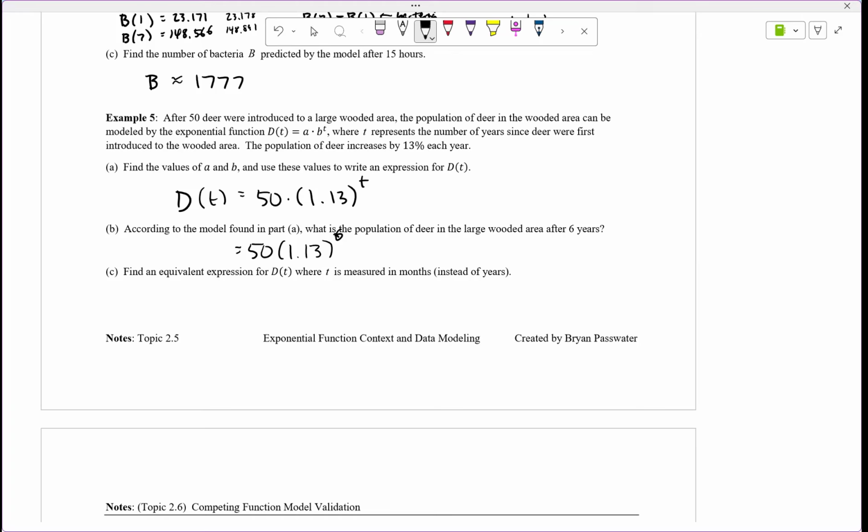So what is it? I got one thing. 104. 104? Do we agree 104 deer? You'd always round down. Yes. Yeah, let's always round down.